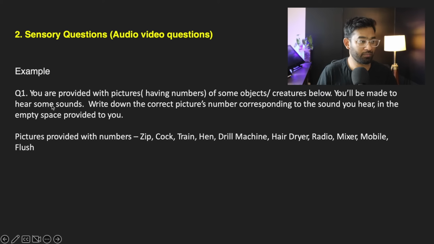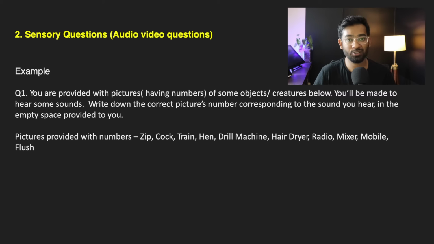Now here is one example which I found, which says you are provided with pictures having numbers of some objects / creatures below. You will be made to hear some sounds. Write down the correct picture's number corresponding to the sound you hear in the empty space provided to you. Pictures provided with numbers: zip, cock, train, hen, drill machine, hair dryer, radio, mixer, mobile, flush.